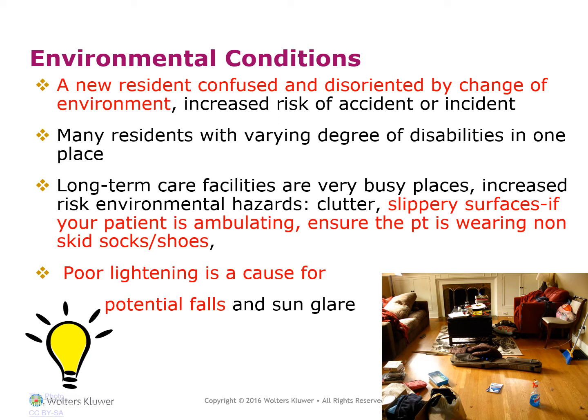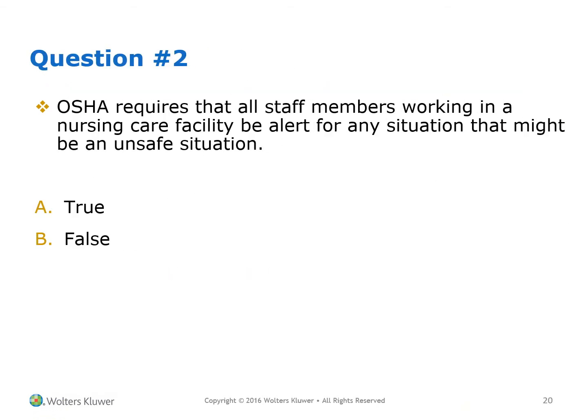Also, there are changes such as many residents with varying degrees of disabilities in one place. Long-term care facilities are very busy places. There are increased risks of environmental hazards. We mentioned clutter earlier, slippery surfaces. If your patient is ambulating, ensure that they're wearing non-skid socks and shoes. Poor lighting is also a cause for potential falls, and sun glare can cause falls.